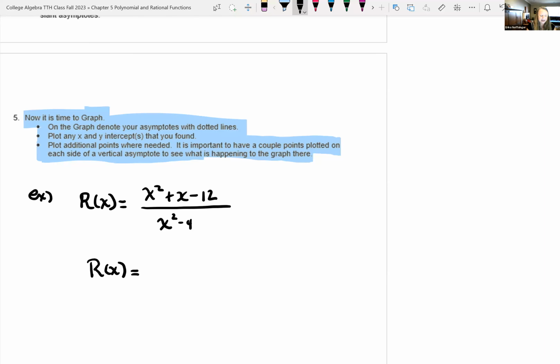I would actually probably start by factoring our numerator and denominator. So let's rewrite r of x. I noticed that x squared plus x minus 12 factors. There are two numbers that multiply to give us our constant negative 12 and sum to give us our middle coefficient of 1, and that would be +4 and -3. So x plus 4 times x minus 3 is how x squared plus x minus 12 factors, all over x squared minus 4, a difference of two squares. That factors as x minus 2, x plus 2.